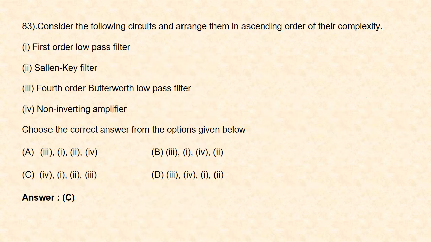Next question. Consider the following circuits and arrange them in ascending order of their complexity. First, order low pass filter, second Sallen key filter, third fourth order Butterworth low pass filter, fourth non-inverting amplifier. If you see, the complexity is very low for non-inverting amplifier, and then for first order low pass filter, and after that Sallen key filter, and after that fourth order Butterworth low pass filter. So option C is the correct answer.